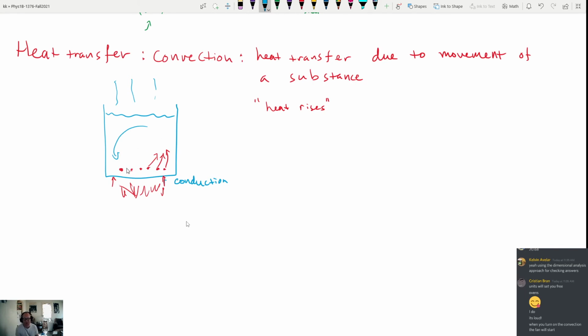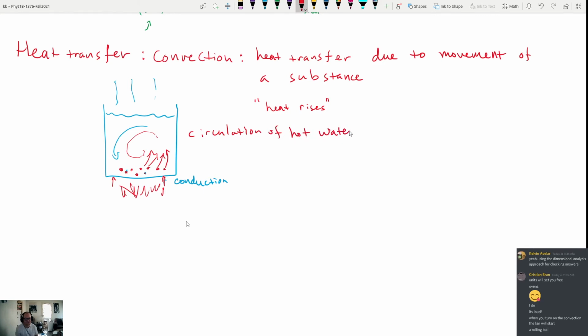As these cold water molecules get back down to here, due to conduction, they heat up again, and now they're hot water molecules. And so they push up in this direction. And as a result, you get a circulation that occurs in your system. And that circulation of hot water to the top leads to even heating of the water.